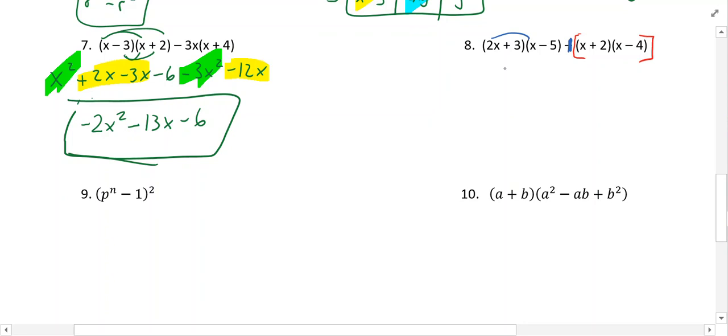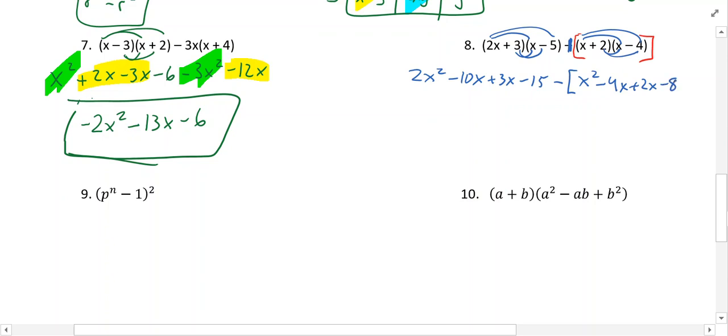So when we distribute here, we're going to get 2x squared. Then here we're going to get a negative 10x. On the inside, we're going to get a plus 3x. And then we're going to get a minus 15. So I'm going to bring down that negative, and I'm going to bring down my brackets. When I distribute here, I'm going to get x squared. Then I'm going to get negative 4x. Here I'm going to get a positive 2x. And here I'm going to get a negative 8.